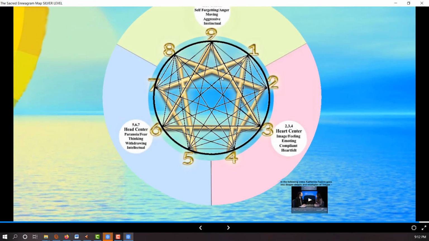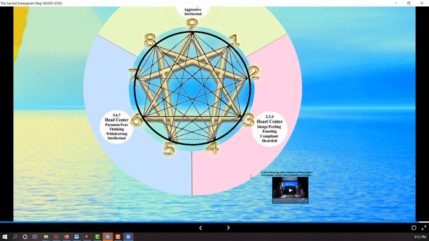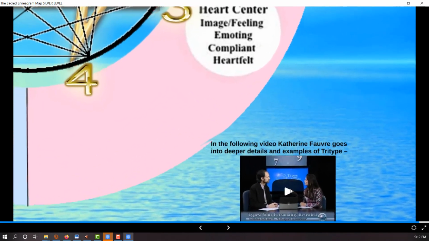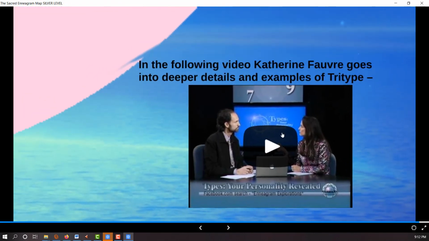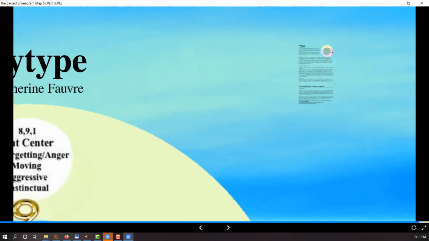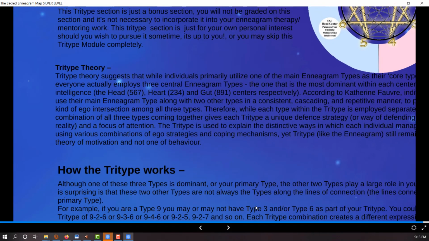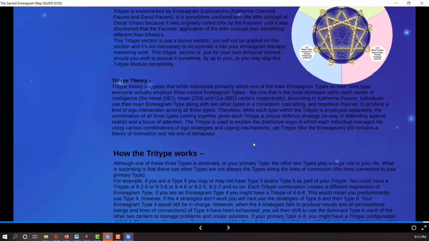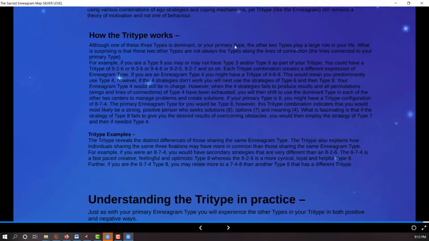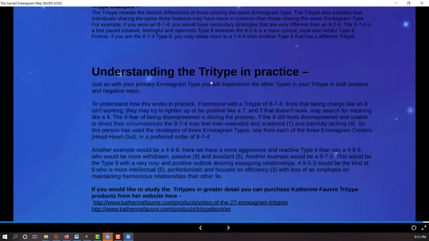Okay, to find out more information on tritypes in this silver level Enneagram map, you can always go down to the video and watch the video with Catherine Foover, which goes through the deeper details and examples of tritype. And you can also follow up with the information that's up the top here, which gives you a lot of information on how tritypes work, tritype examples, understanding the tritype in practice, etc.